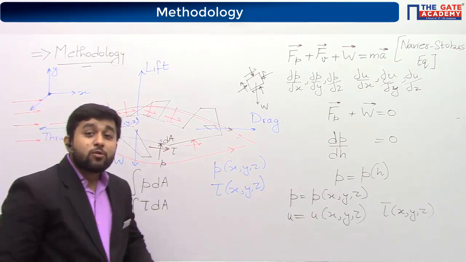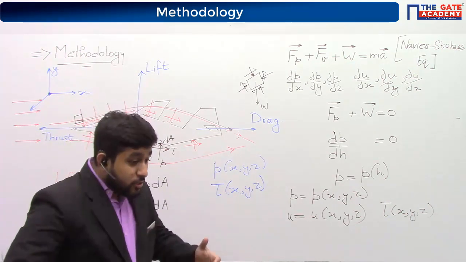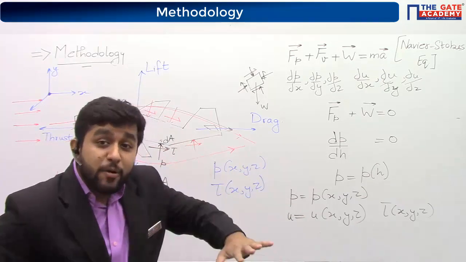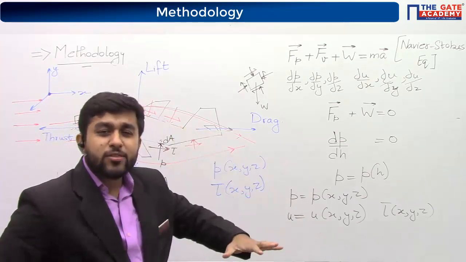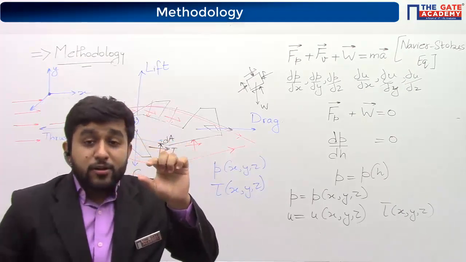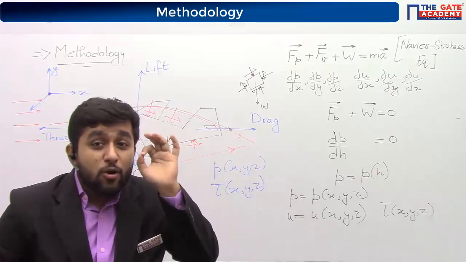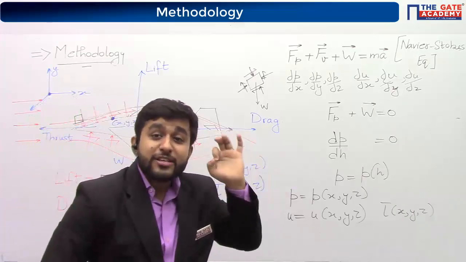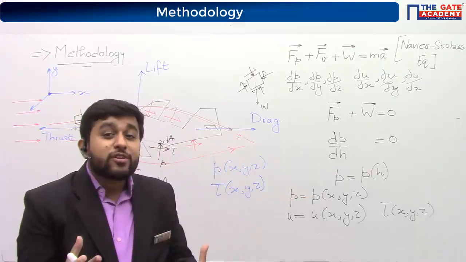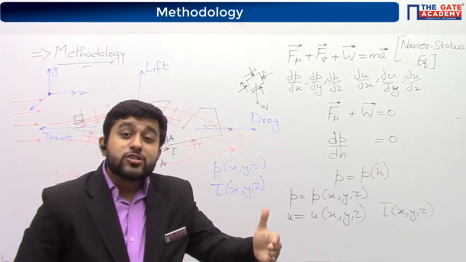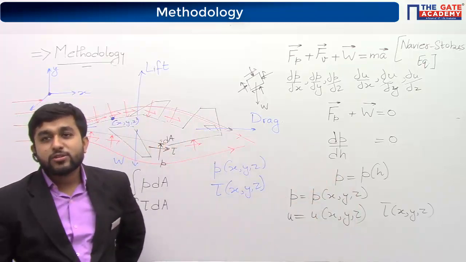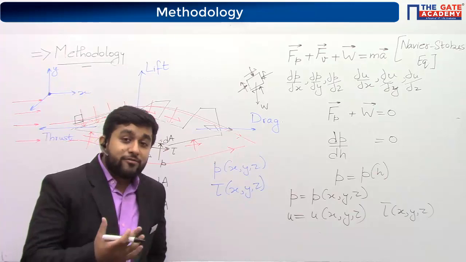Whether you are going to find out the pressure variation in atmosphere, whether you are going to develop the relationships in flow through pipes, or you are going to derive Bernoulli's equation, you are going to derive boundary layer theory, everywhere you are going to follow the same procedure. You will take a fluid element. For that fluid element, you will write down pressure force plus viscous force plus weight is equal to mass into acceleration. That equation will be a differential equation or a set of differential equations. You solve those differential equations, you will get pressure as a function of x, y, z, tau as a function of x, y, z. So this is the methodology of fluid mechanics.